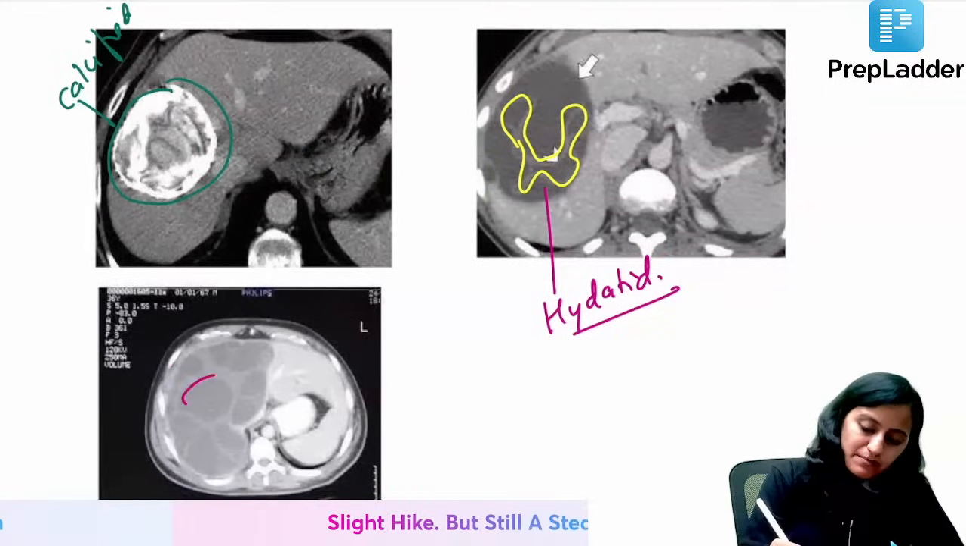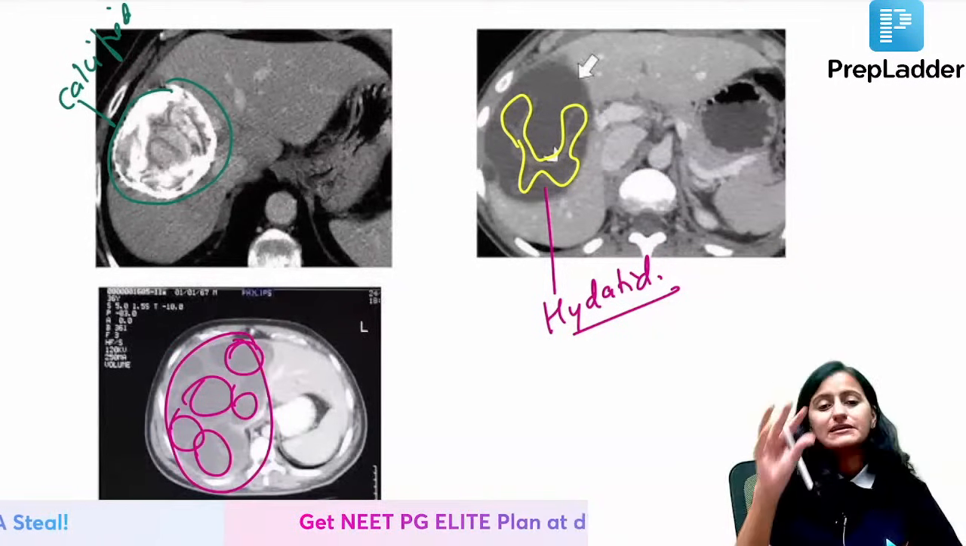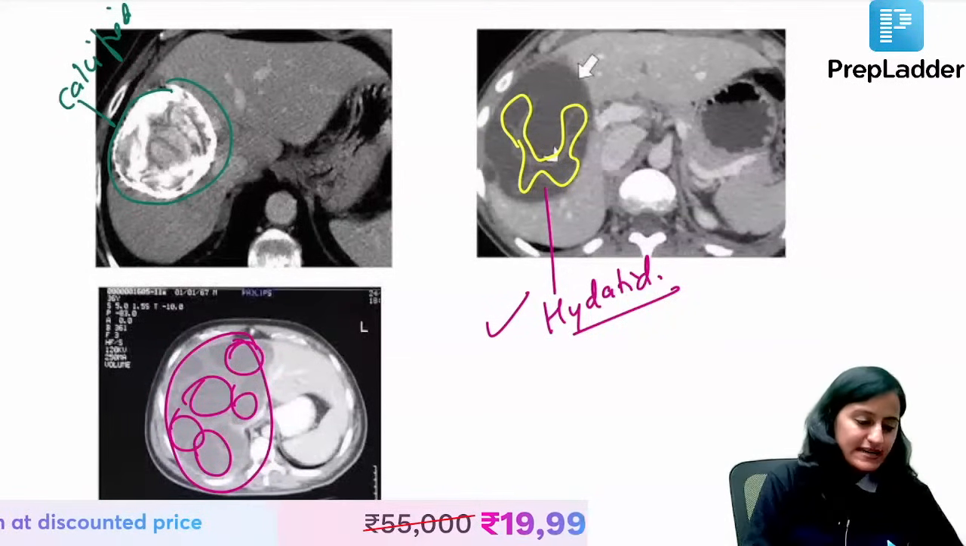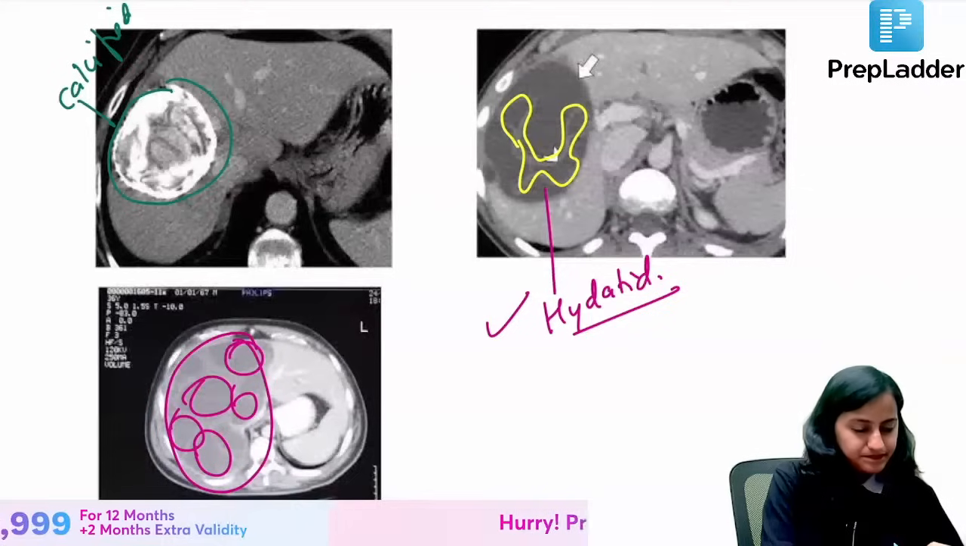It might show the multiple daughter cysts. Within the large cyst, there are multiple daughter cysts. That is also hydatid. Okay, so this is how hydatid will look like.